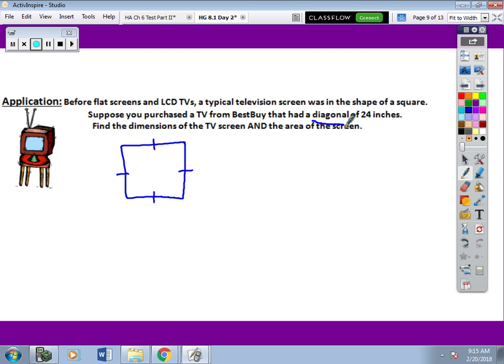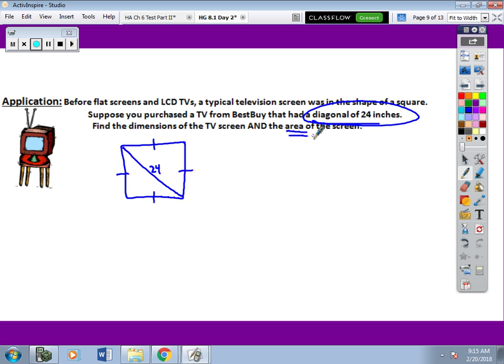The diagonal is 24 inches. Which I believe is the exact same numbers from the homework last time, except it was a walkway with a pathway with the garden. Find the dimensions of the TV screen. Ooh, and find the area of the screen.